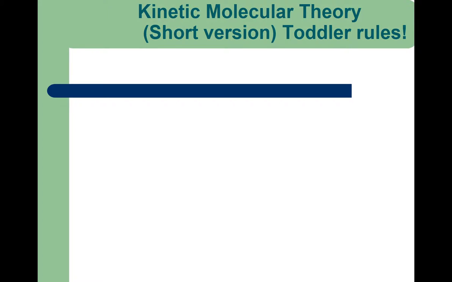I've got a short version of the kinetic molecular theory to help you remember. I call it the toddler rules. And when you think of a toddler, what things do you think about? Okay, so as you're thinking about a toddler and what they do, think about these rules, because a toddler is usually considered somebody under 5, and there are 5 rules. So that helps me to remember all of it. But it also sort of relates to what they do.